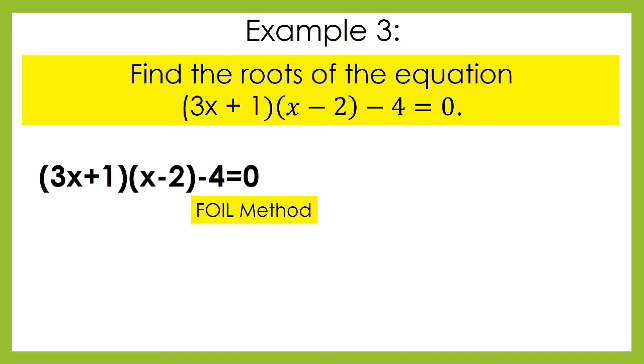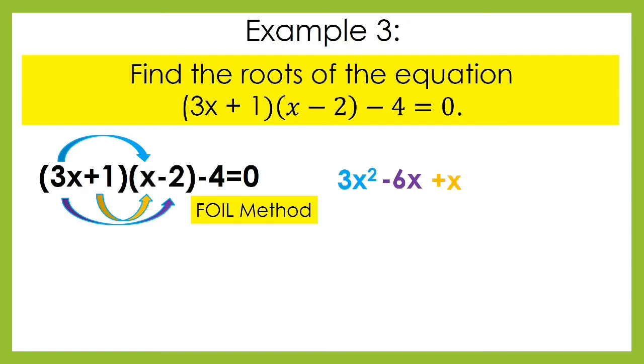Okay, so 3x plus 1 and x minus 2. The first terms are 3x and x. So, we will multiply the first terms. It is equal to 3x squared. The outer terms are 3x and negative 2. Okay? The product is negative 6x. The inner terms are 1 and x. Okay? The product is positive x. 1 times x equals x.